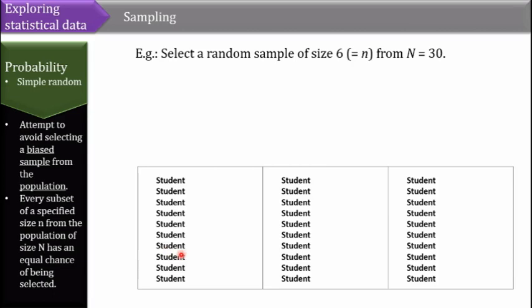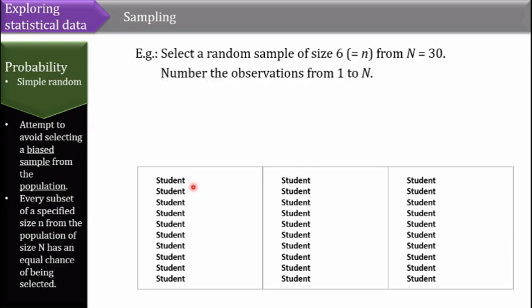Now let's look at an example. Suppose that we have a class of 30 students. You'll notice I've just written here student 30 times. That is because it doesn't make sense to write names. Some people share names, some people share surnames. So there's no way of identifying somebody uniquely only by their name.